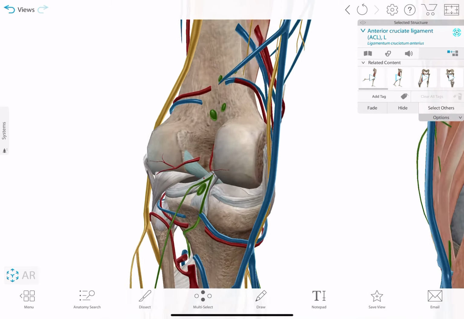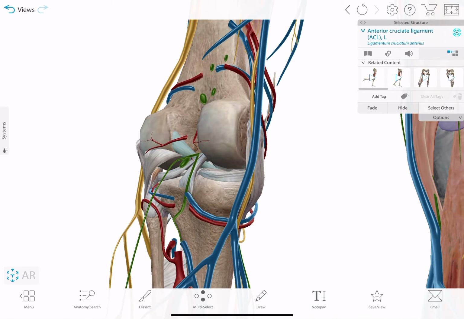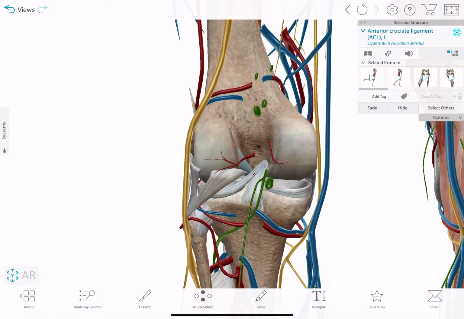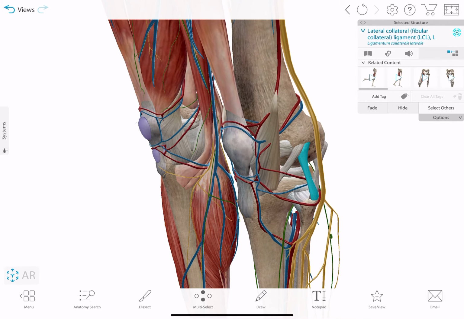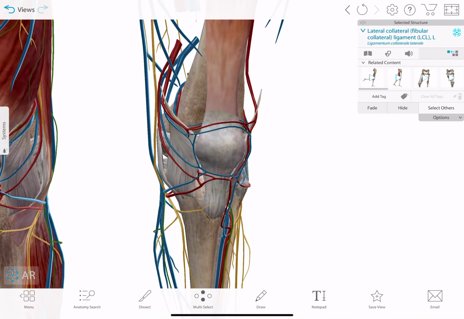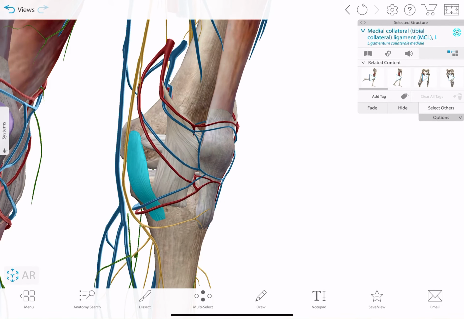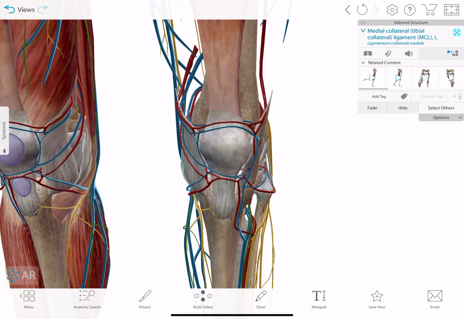Is what holds that knee crisscross in between the condyles of the femur. Okay, and here's that lateral collateral ligament, LCL, which connects to the fibula bone, and this is that MCL, which connects to the tibia side of the bone of the knee joints.